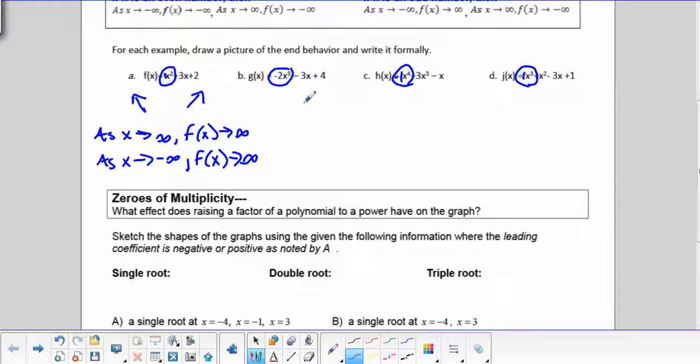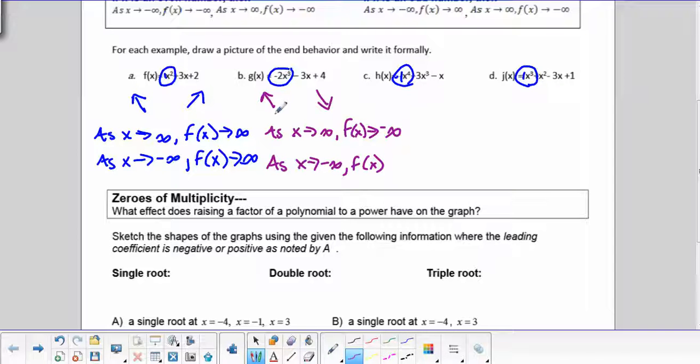Okay, next one. Negative lead coefficient tells us the right side's down, and odd degree tells us the ends do not match, so this side should be going up. And then we write it formally as x goes to positive infinity, that's the right side, f of x goes to negative infinity. Then the left side, as x goes to negative infinity, y goes to positive infinity.